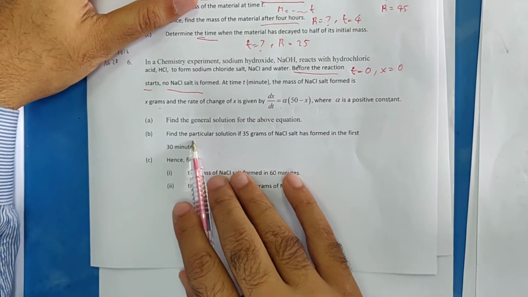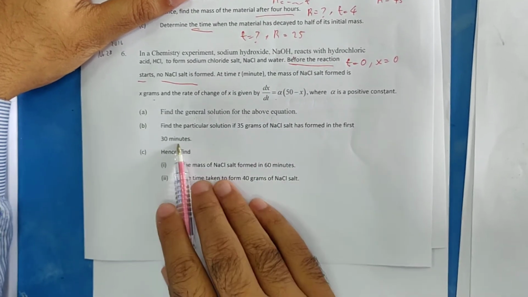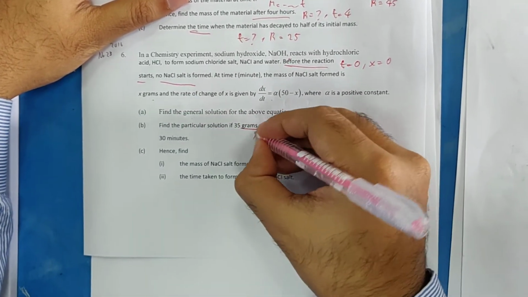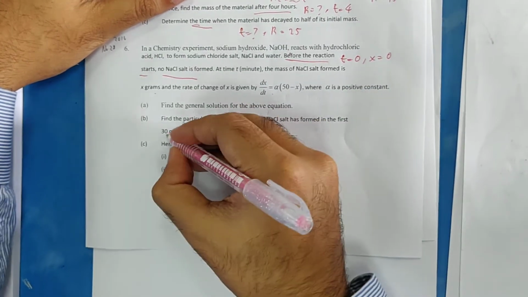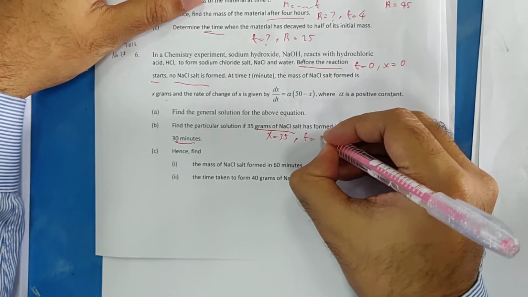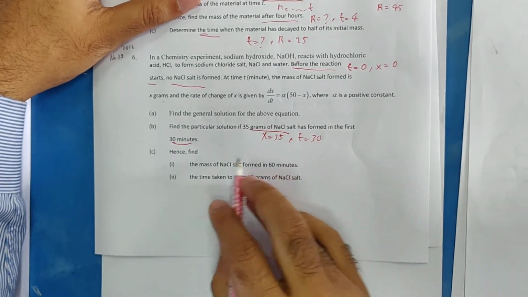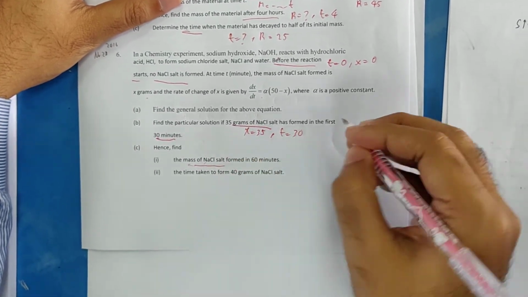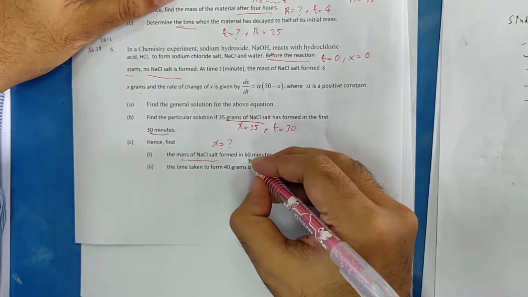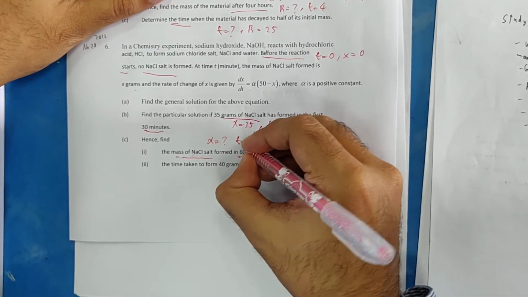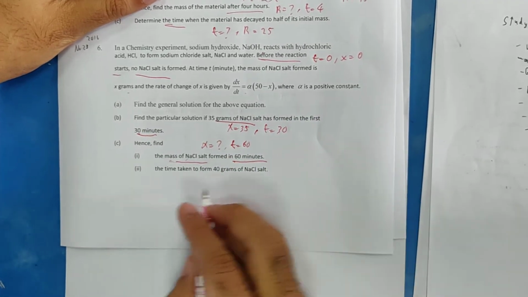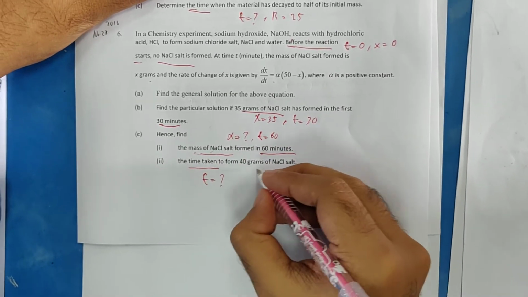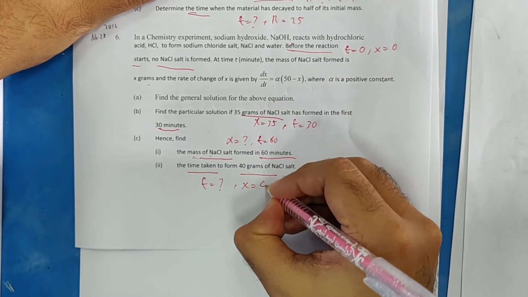You read further down, particular solution. If 35 grams of salt has formed in the first 30 minutes, salt is in gram, so X is gram, X equals 35, and time will always be T, so T equals 30. And find the mass of sodium chloride, salt, so X is what we're trying to find in 60 minutes, T equals 60. So time taken, we want to find the time taken to form 40 grams, so X equals 40.